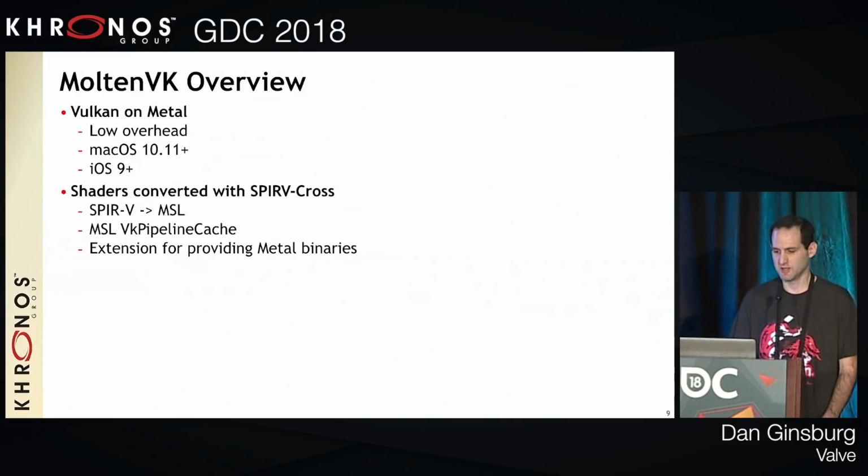One of the things that we're working on inside of MoltenVK is to implement the VkPipelineCache so that the MSL that's generated from SPIR-V can be stored on disk by the application. We're going to do that before we ship Dota. I also wanted to mention that there's also a MoltenVK specific extension for providing Metal binaries directly, which means you can do all of your shader compilation offline and have as fast as possible pipeline builds.